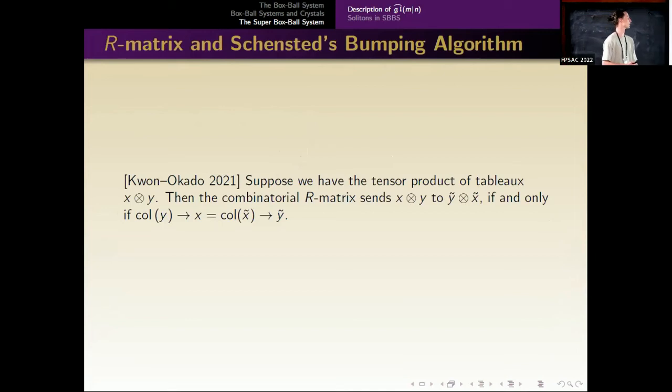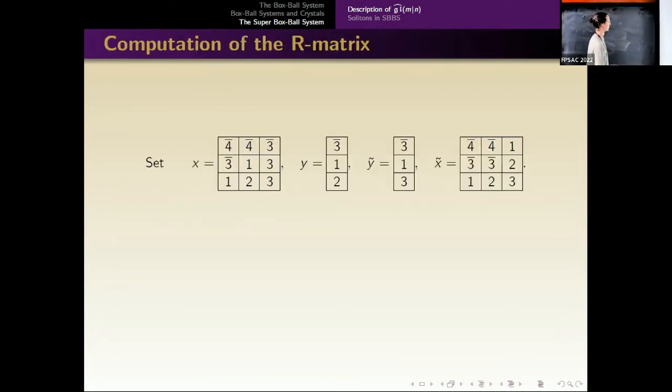Okay, so we have an important result from Quanticato that we use to describe the time evolution and the propagation of the system. Quanticato says that if we have the tensor product of tableau x tensor y, then the combinatorial R matrix sends x tensor y to y tilde tensor x tilde if and only if the column insertion of y into x is equal to the column insertion of x tilde into y tilde. So now I'll go through an example of this.